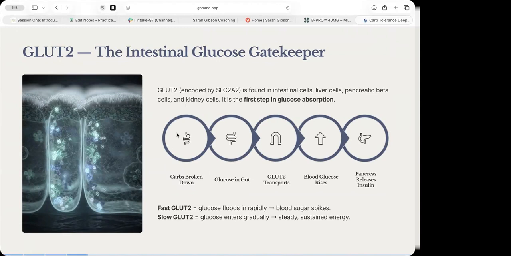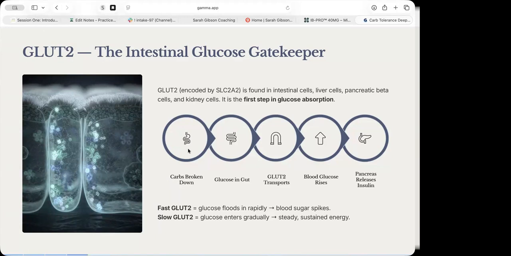So you may have great SLC2A2, but if you've got massive gut issues, then this can be impaired. It's also found in the liver cells and in the pancreatic beta cells and the kidney cells. And so the gene is really important here, but also is the health of all of these organs. When we have a fast GLUT2, glucose floods rapidly into the bloodstream and blood sugar spikes really quickly. If we have a slow GLUT2, glucose enters gradually and we see sustained energy.